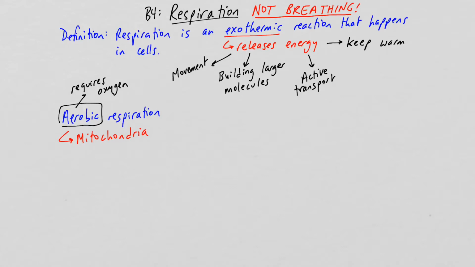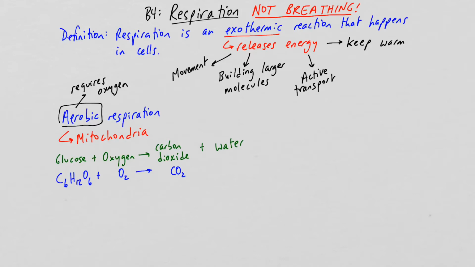And the word equation for aerobic respiration is the opposite of the word equation for photosynthesis. So we have glucose plus oxygen makes carbon dioxide and water. We need to know the symbol equation and to balance that symbol equation, so let's have a go at that. Glucose is C6H12O6, oxygen is O2, carbon dioxide is CO2, and water is H2O.